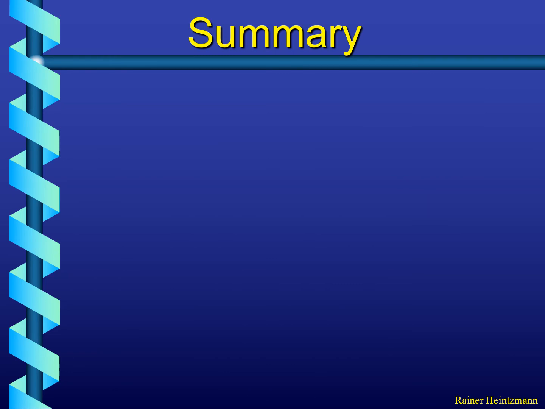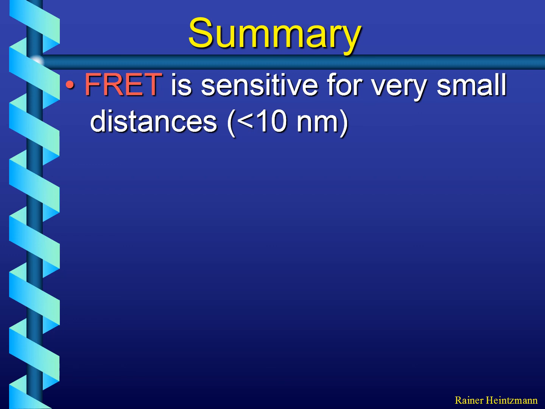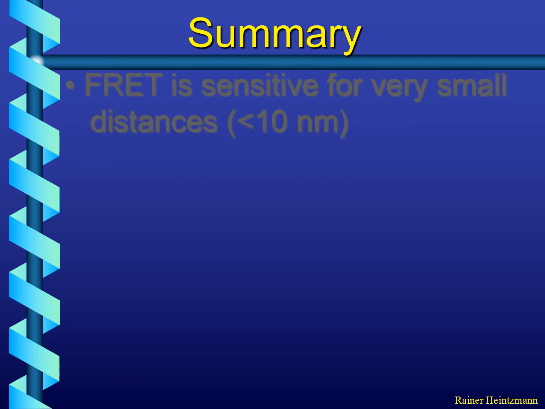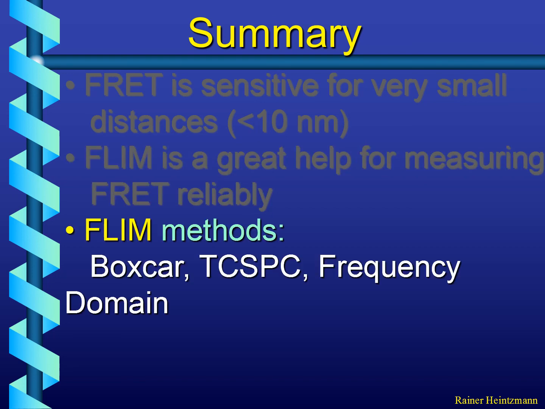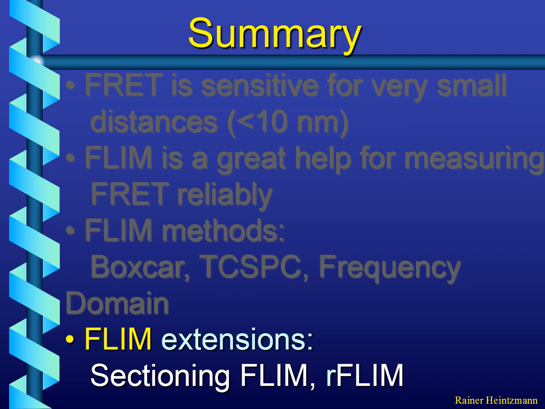So to summarize, we have learned Förster transfer is sensitive for very small distances. Well, I mentioned that in passing. Fluorescence Lifetime Imaging Microscopy is a great help for measuring Förster transfer reliably. And FLIM methods are the boxcar approach, TCSPC, time-correlated single photon counting, and the frequency domain approach.